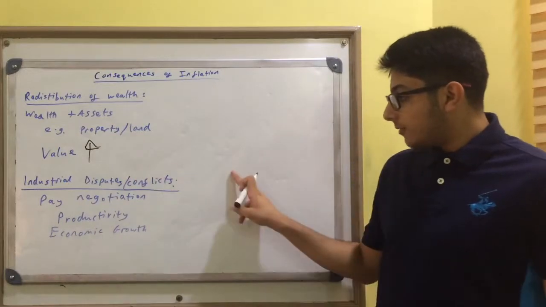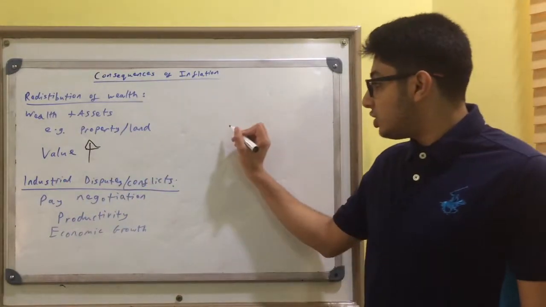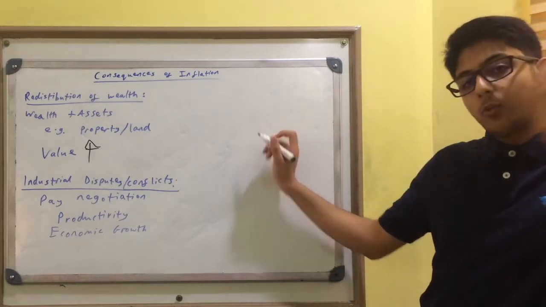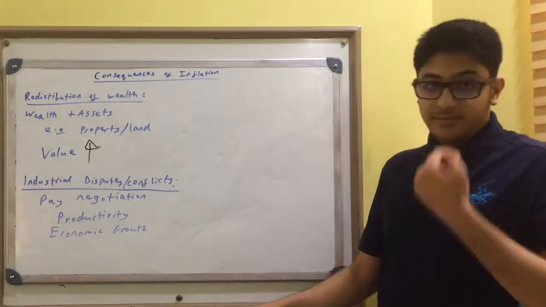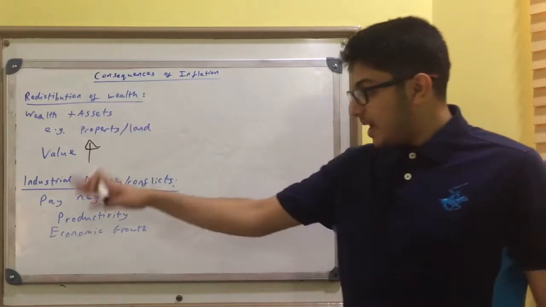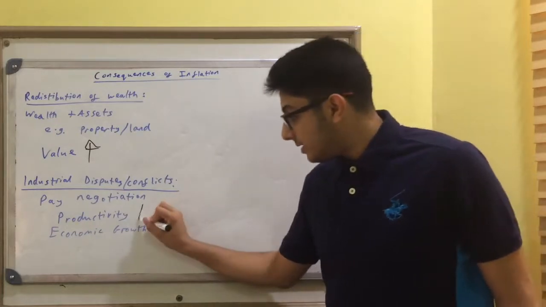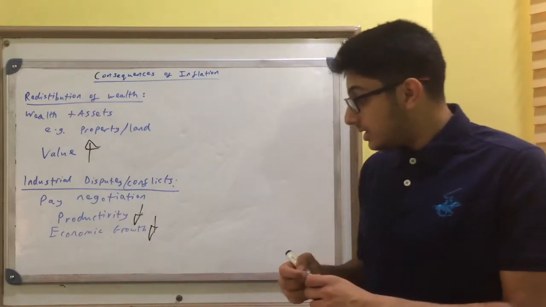Industrial disputes and conflicts, alright? This is due to pay negotiation. If rate of inflation is high, then you're going to demand higher wages, okay, to compensate for the increased rate of inflation. Alright, and this pay negotiation wastes time. So productivity goes down and economic growth decreases.